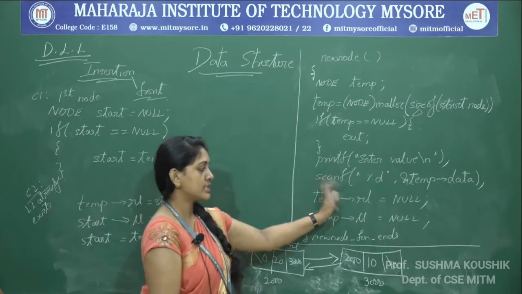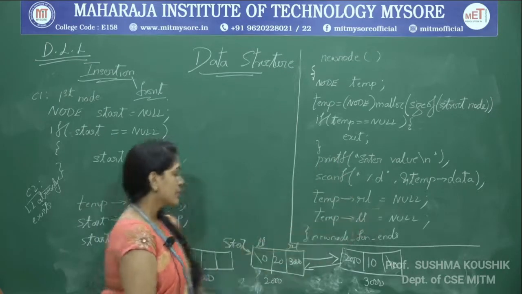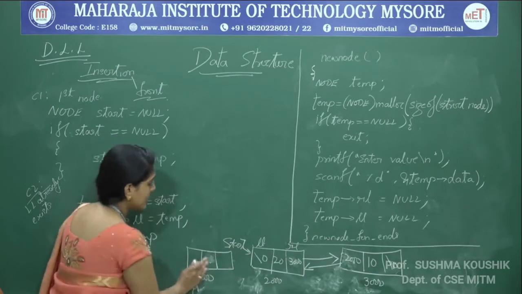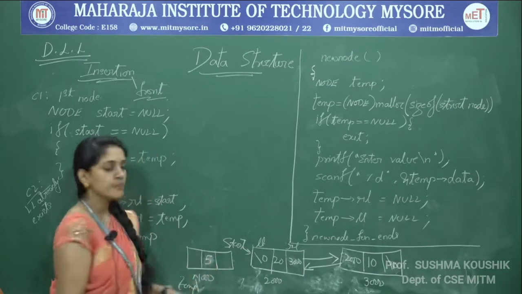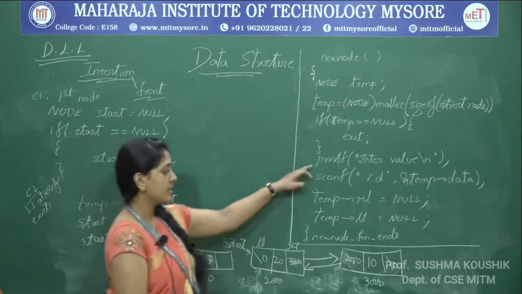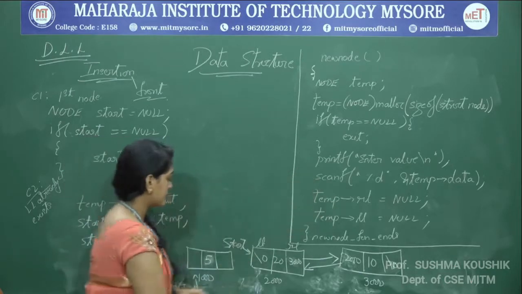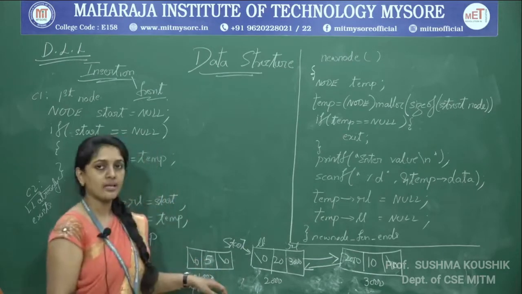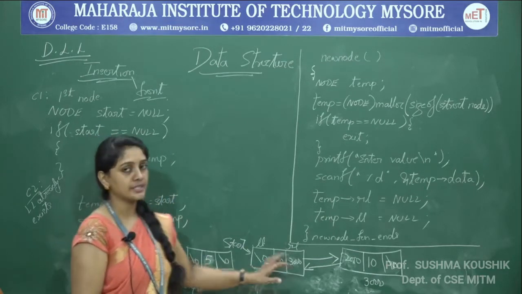Enter a value, it is entering temp of data. We have read some value 10, I will assume that 10 is over already, so I can just take 5. Okay, 5 is read. Now temp of RL is null and temp of LL is also null. Now we have to do front insertion.